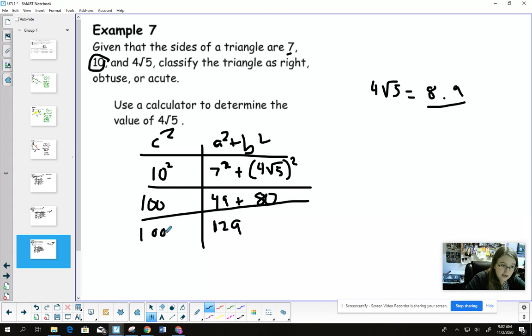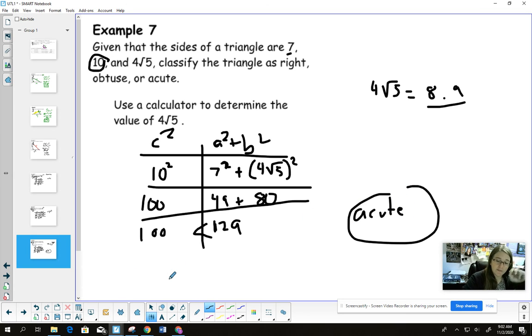So what do we think? Is c squared equal to, less than, or greater than the 129? It's less than again. So this is, once again, what type of triangle? This is acute. Once more, if these were switched, if it was 129 on the left side and 100 on the right, this would then be obtuse because c squared would be greater.